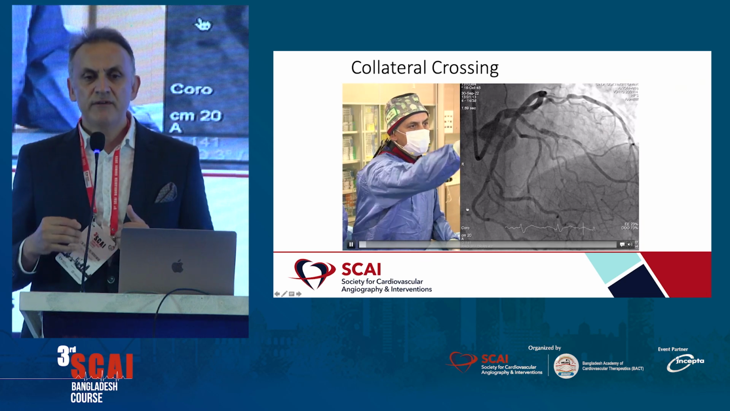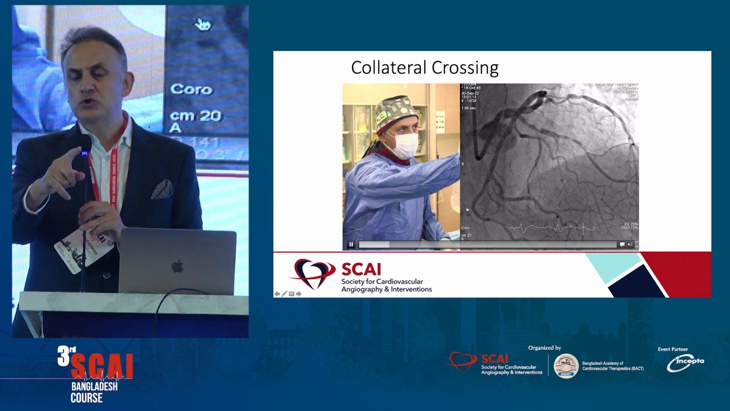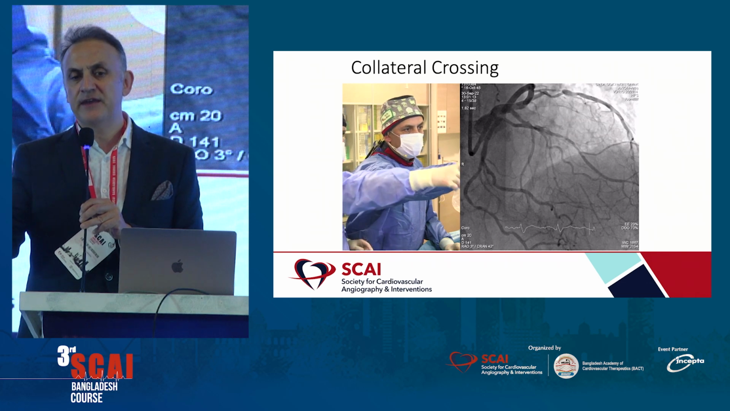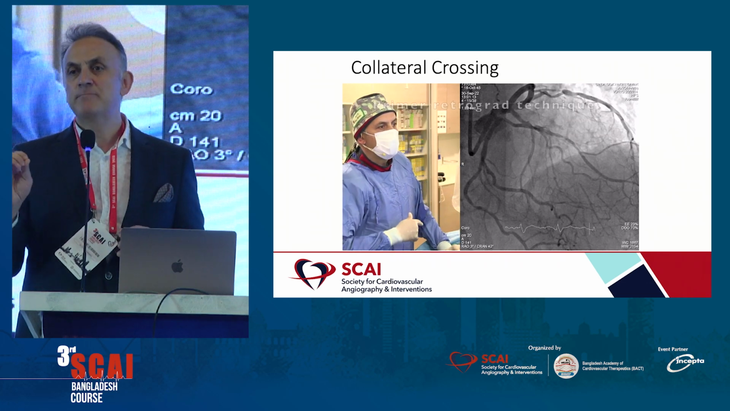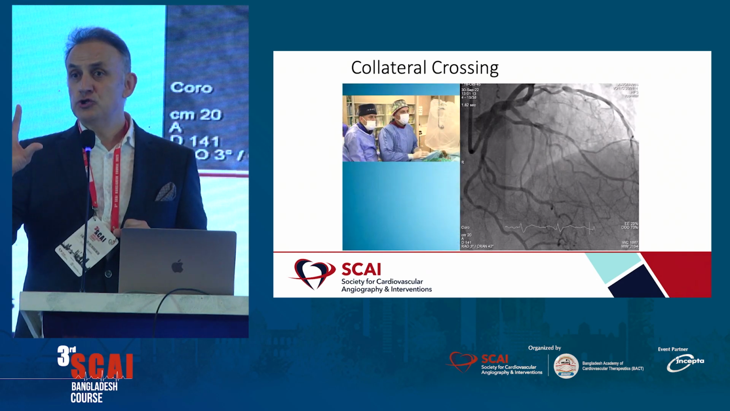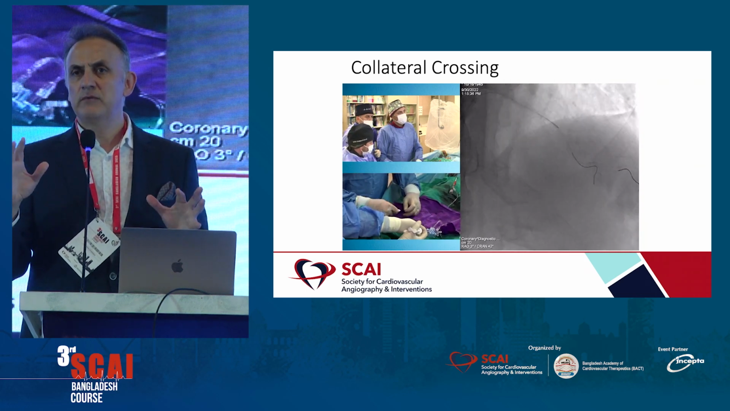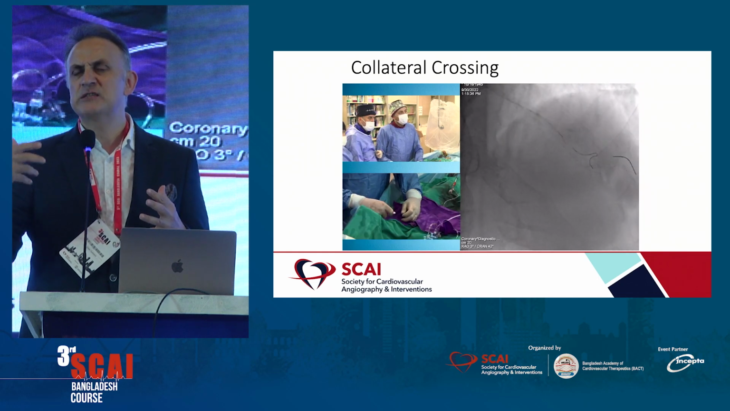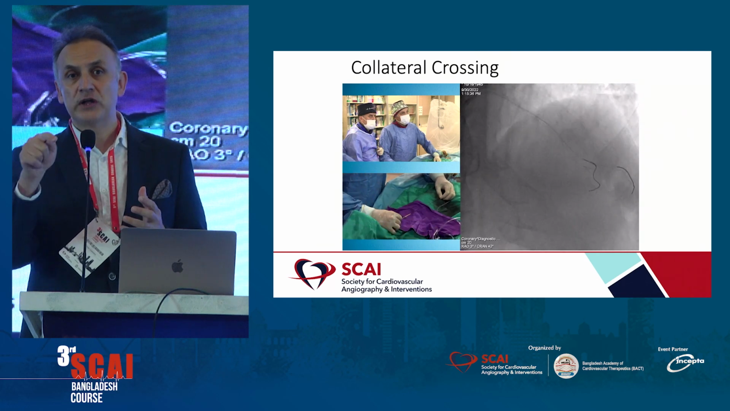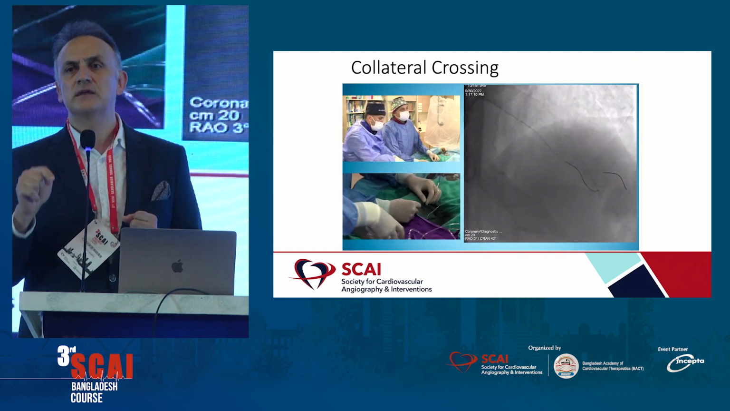Anyway, so let me show you how we can cross this collateral. So of course we should first protect that diagonal with another wire. We send another wire to the diagonal, and then with the microcatheter, in this case the Caravel, we had first a workhorse wire to engage that collateral. Okay, it's better to have that, because you need a special curve to cannulate the collateral. So it's important to use a workhorse wire first to engage that collateral.